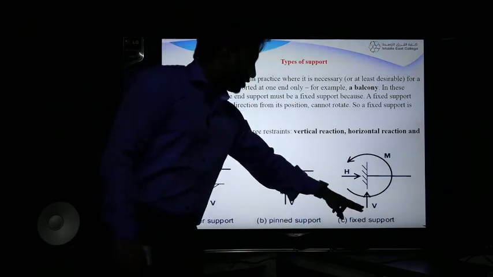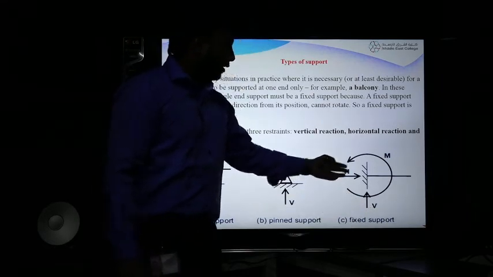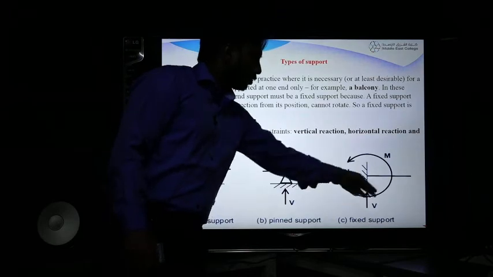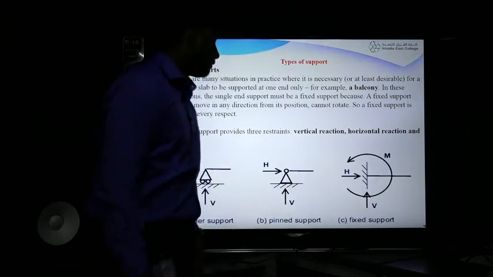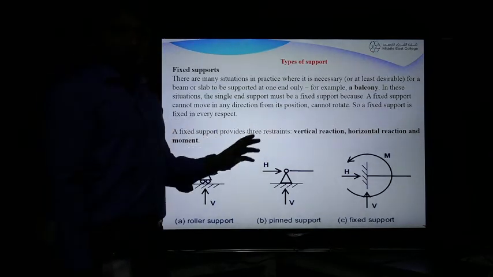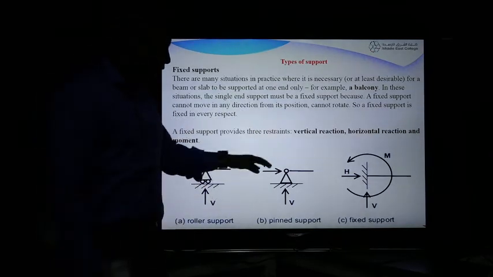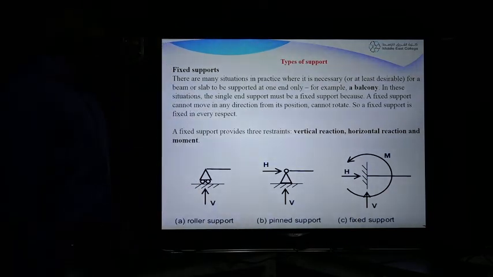Here it is restrained in the vertical reaction and horizontal reaction. Rotational force means moment, so we have moments here as well. A fixed support provides three restraints. Restraint means it is fixed in the direction of the vertical reaction, horizontal reaction and moment.